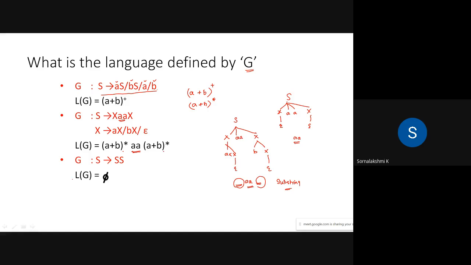And this grammar does not generate anything. We don't have any terminals at all. So it is an empty language, similar to a null string. This is a null language, empty language.